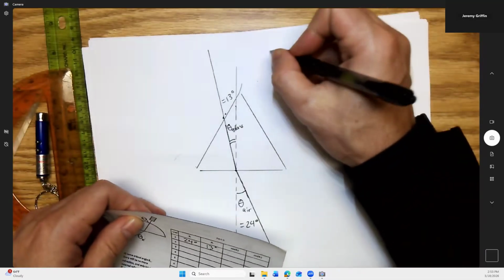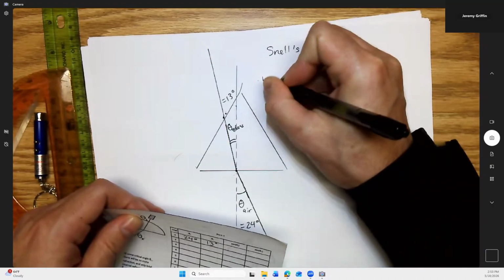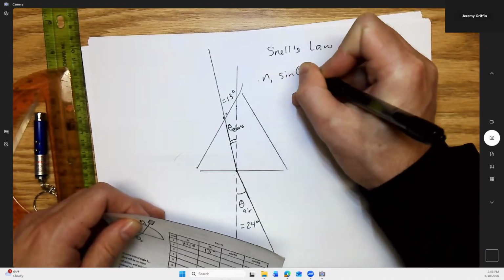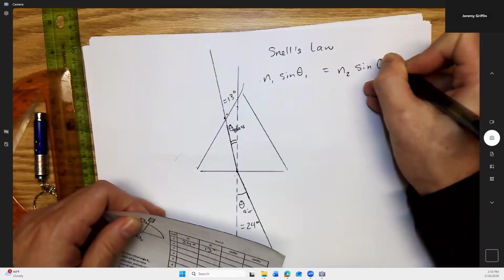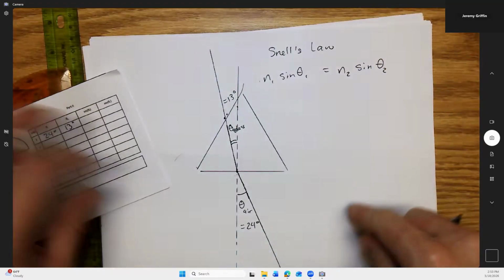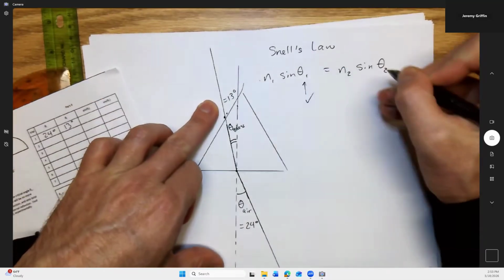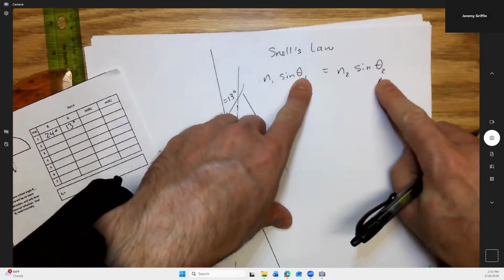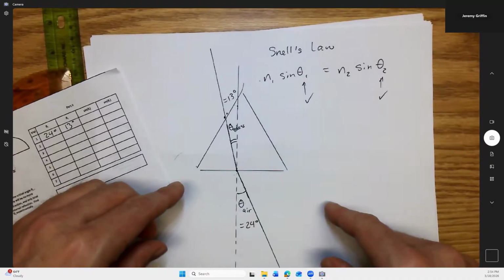Now, if you know Snell's law, n1 sine theta 1 equals n2 sine theta 2. Didn't I just get the angles? I just measured the angles with the protractor. Isn't that right there? Bam. So I have those two, right? Here's one more detail, and then you can use a little bit of math and solve this.